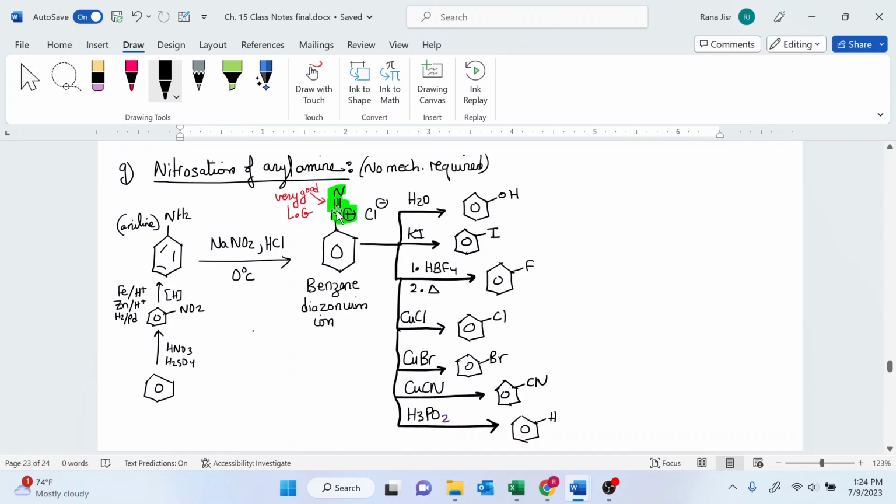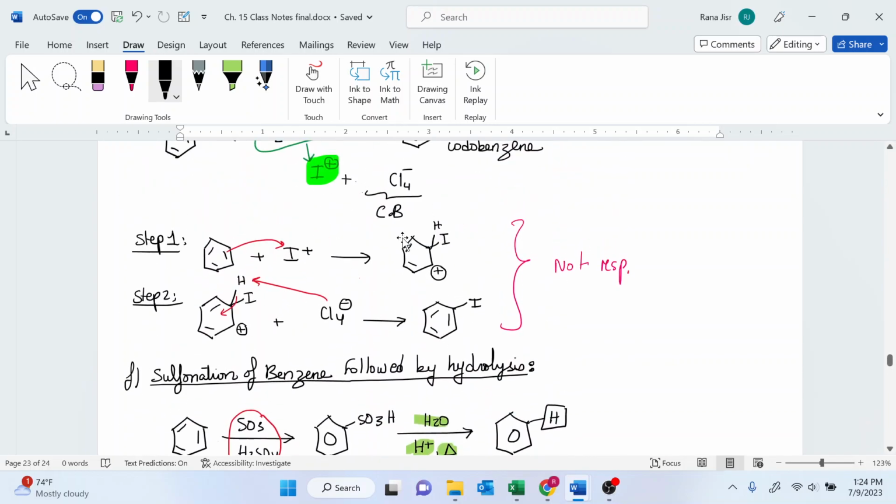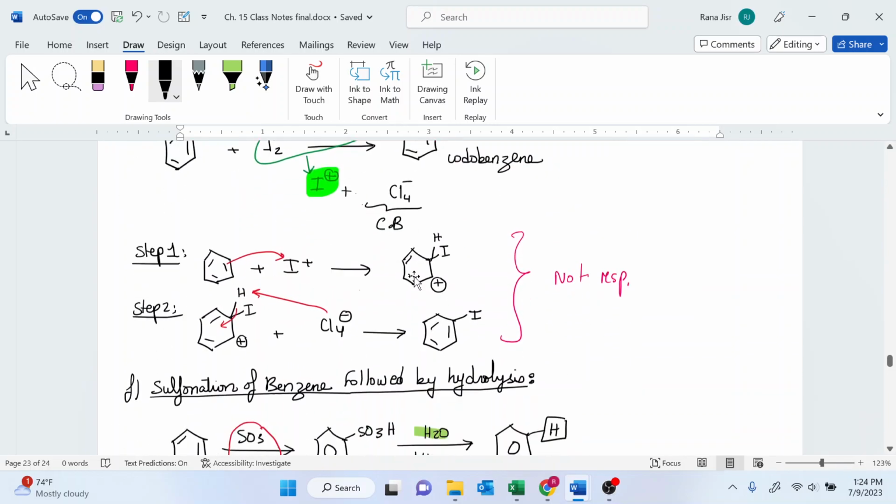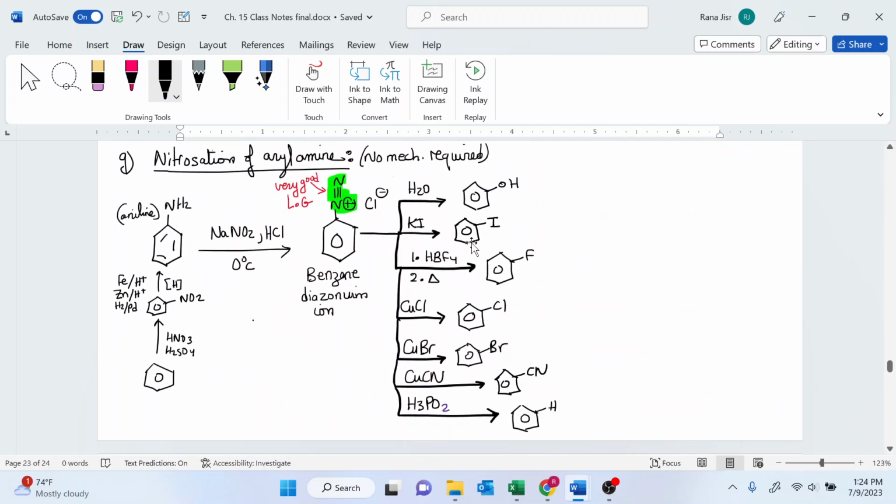So if you want to replace the N2 with OH, you add water. If you want to replace it with iodine, you add KI. This is another way of making iodobenzene. So this is the first way of making iodobenzene. This is the second way of making iodobenzene. If you want to introduce a fluorine, this is the way to do that. You do HBF4 in presence of heat. All of these reagents you are responsible to know.